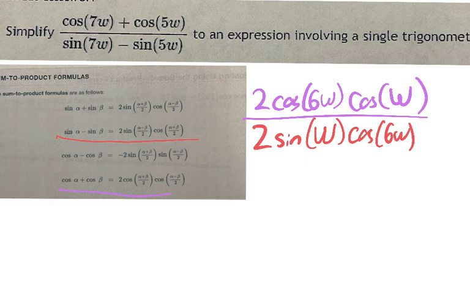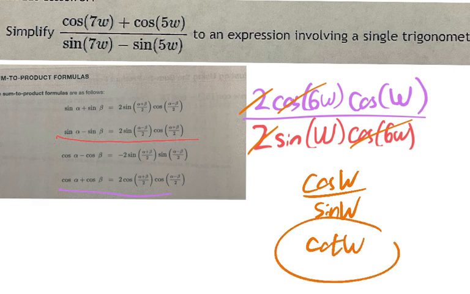Where this was two terms. So that's why I can just cross out the 2's and cross out the cosine of 6 omegas, and now I'm left with cosine omega over sine omega, which is cotangent omega. Tangent is sine over cosine. Cosine over sine would be cotangent. Cotangent omega.